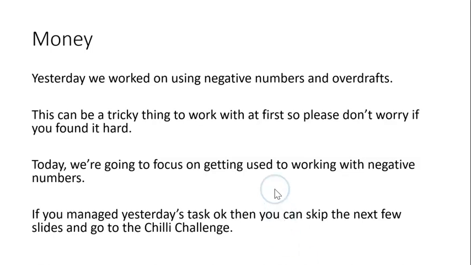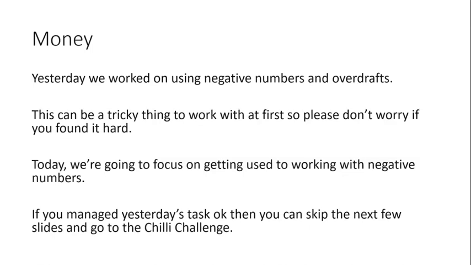So the first thing to do is to not worry about the fact that yesterday's task was tricky, because it can be hard to get your head round the fact that you're going below zero and then the numbers go higher as you go lower. That can be quite a confusing thing to get your head round to start with, so don't worry about that. Today we're going to have a wee look at slightly different examples, but still using negative numbers in the same way, and then we'll move it on to money again.